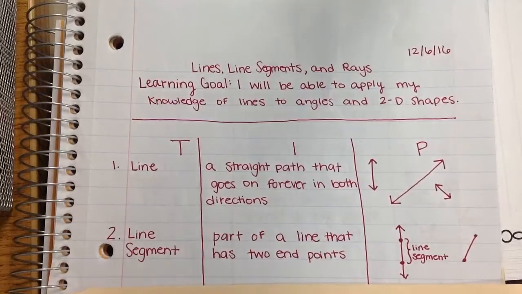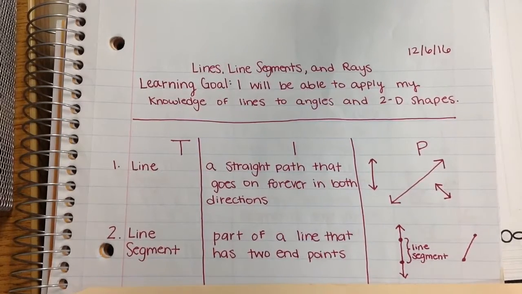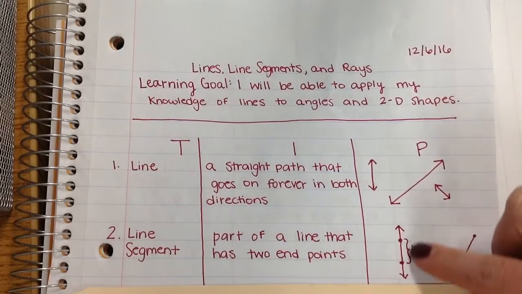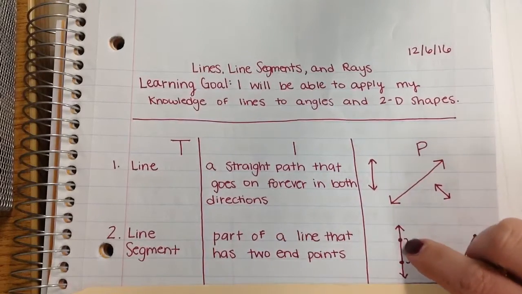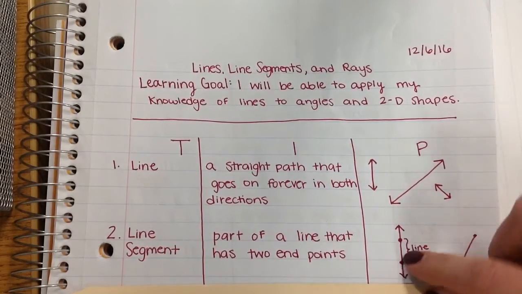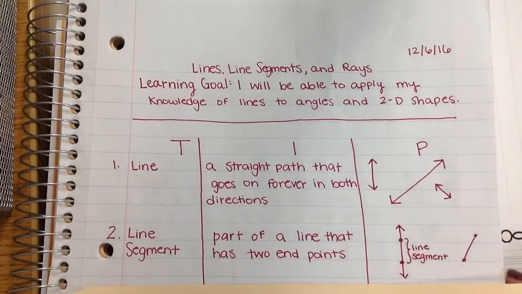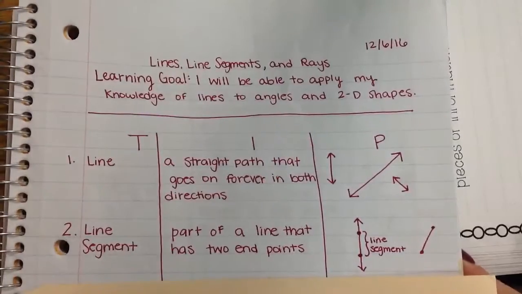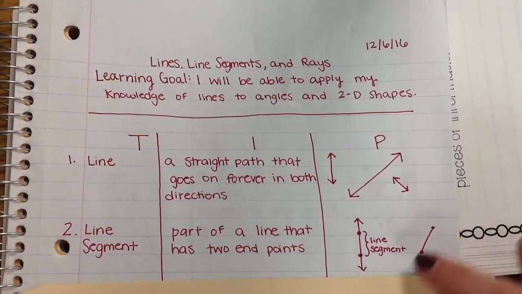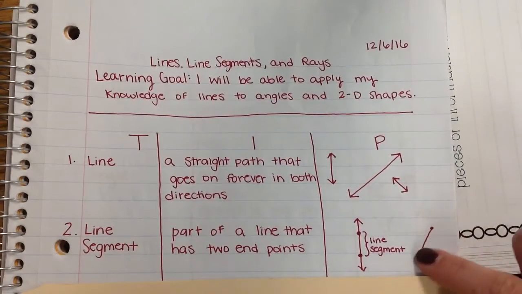Your next word is line segment. A line segment is a part of a line that has two endpoints. So over here I have a line, and then I have these 2 points. Those are what we call endpoints. And that section in the middle would be what we call our line segment. And as you can see over here, I've drawn a line segment without the arrow. So that is a line segment.